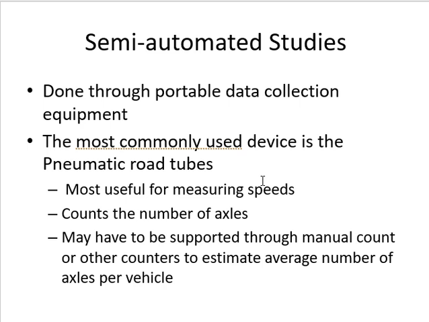It can give you number of axles. What is number of axles? What is an axle? So this is your car, right? You have two tires here. These two tires are connected with a rod. This is called an axle. So when the tires pass over the tube, an axle has passed, right? The rod which is connecting the two tires, that is an axle.